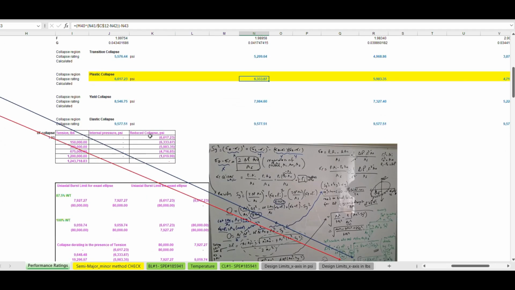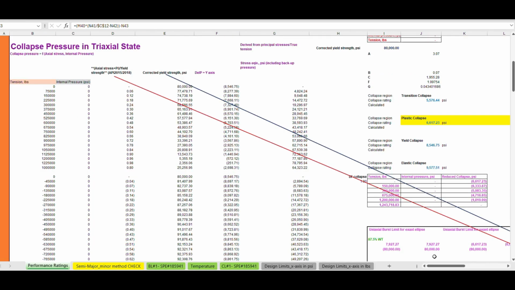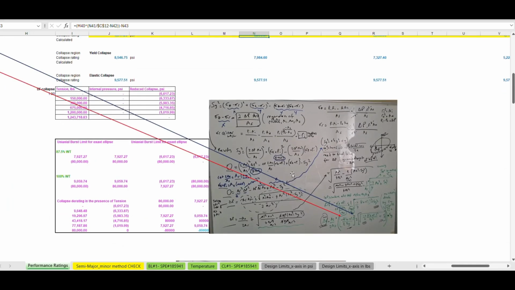And those collapse pressures I put in the table because we will use these values to populate the collapse derating in the design limit plot. So the top part, okay, we say collapse region, and then I basically put some arrows where the values are coming from. And then I basically copied the derivation here.